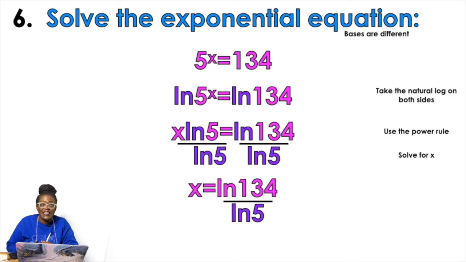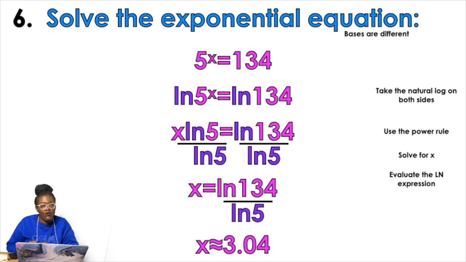This is my exact answer. I can leave it this way, should I so choose, okay? Or depending on the directions for the problem. But I can also move forward and get an approximate answer, which is 3.04 if I'm rounding to two decimal places. Again, depends on the directions. So you have two answers that you get, an exact answer or an approximation. Which one do you want? Okay?